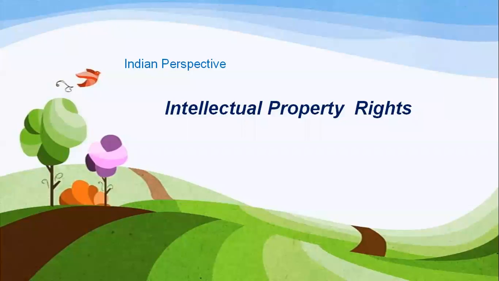Intellectual property right, Indian perspective. Intellectual property is a category of property that includes intangible creations of human intellect. There are many types of intellectual property and some countries recognize more than others. The most well-known types are copyright, patent, trademark, etc.